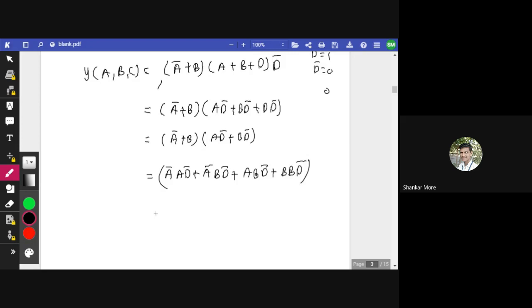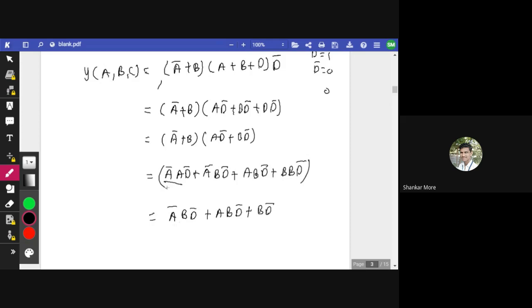I hope not. Okay, so see again, a bar is present here, so this complete term is going to be 0, and b into b is there, so that means it is going to be b only. Meaning b into b, 0 0 is 0, 1 1 is 1. So we won't write the first term. So what is remaining? We have a bar b d bar plus a b d bar plus b d bar, right? So this is what we have now.